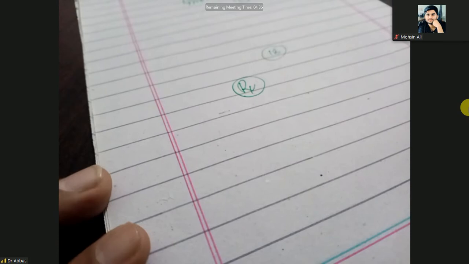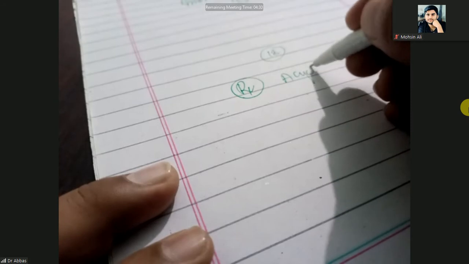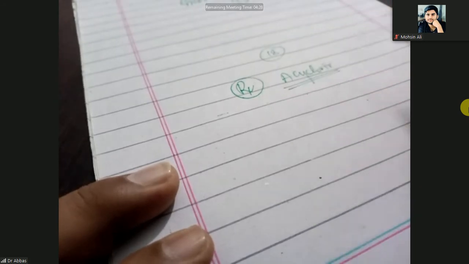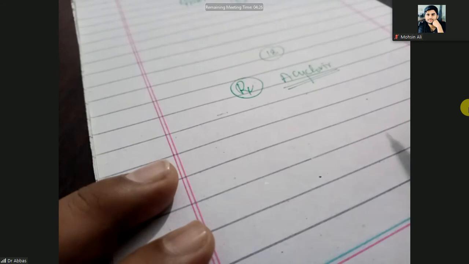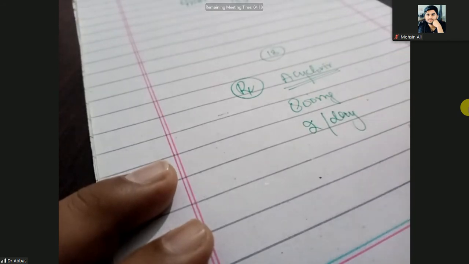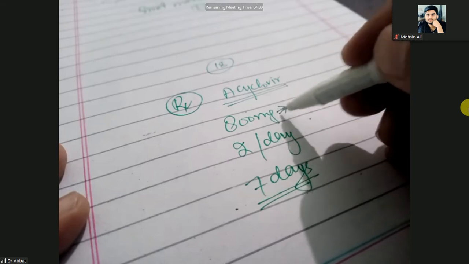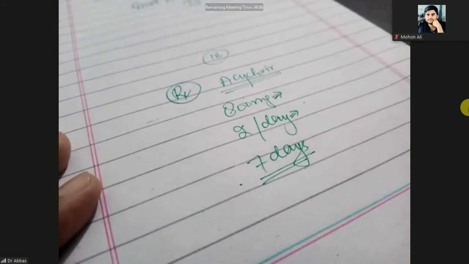What is the treatment of varicella? The treatment is acyclovir. How much acyclovir? 800 milligrams. Here the dose is high: 800 milligrams 2 times per day for a period of 7 days.